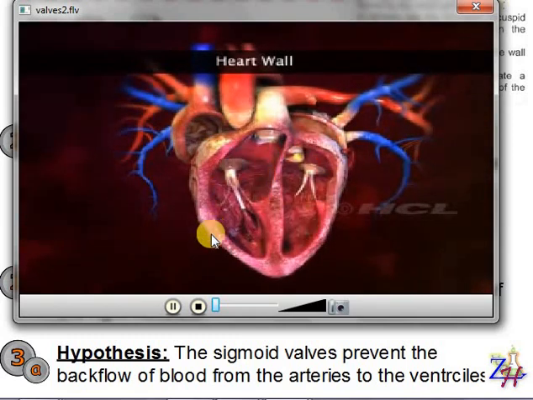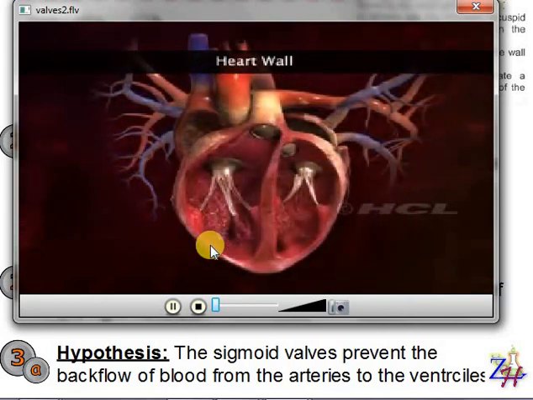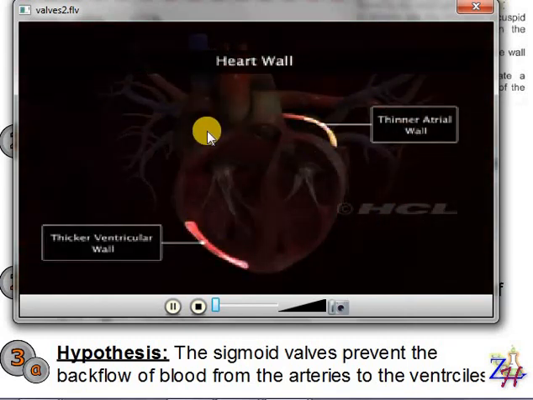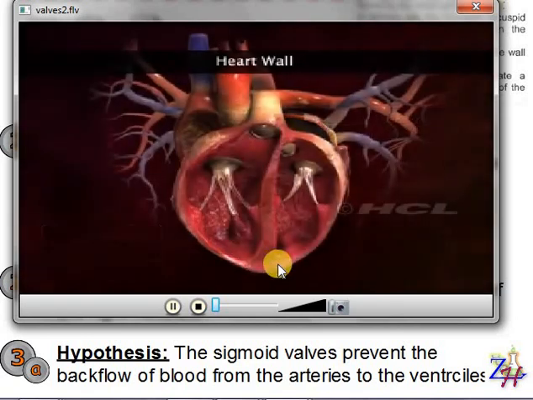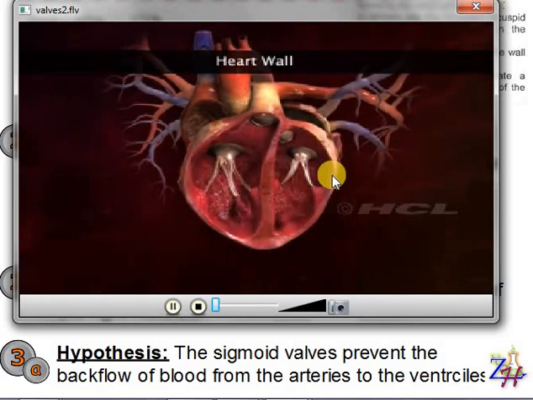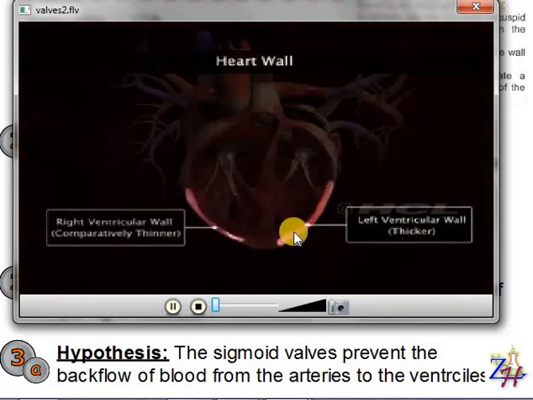So, look at the heart wall now, as we said about the wall of the right ventricle. Of course, the auricles have a thin wall also. The right ventricle has a thin wall, but if we look at the wall of the left ventricle here, we can see that it is thicker than the right auricle.